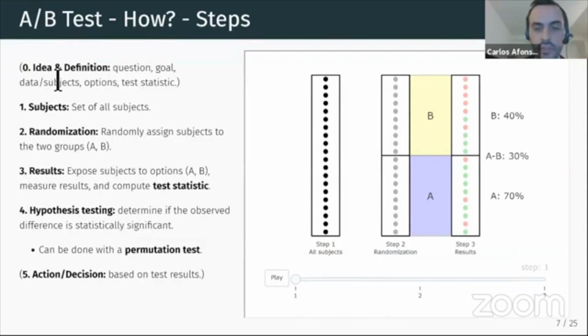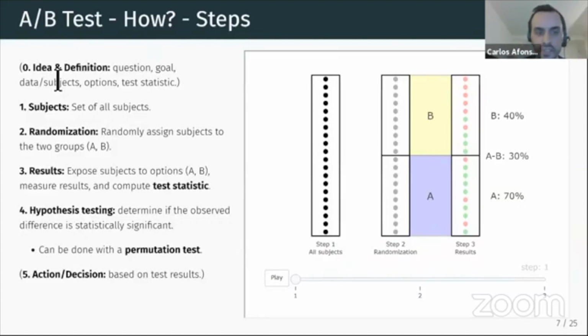Once you have that idea, you need to define how you're going to do the A/B test, right? What's the question that you are trying to answer? What's your goal? What's the data that you can use? What are your customers that you can potentially use as your subjects? And what are the two options that you're going to test? And what's the way you're going to compare those two options? That's called the test statistic.